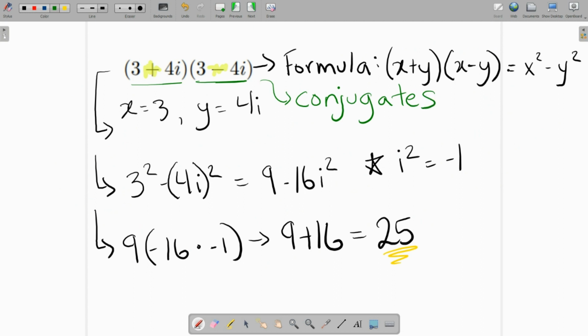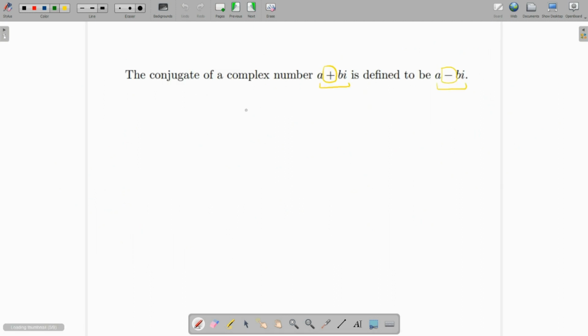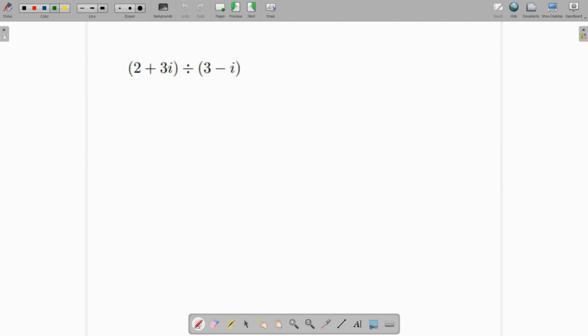These technically are conjugates of complex numbers. So now that we have the definition in mind, let's move on. Now you may be asking, why are complex numbers even useful?